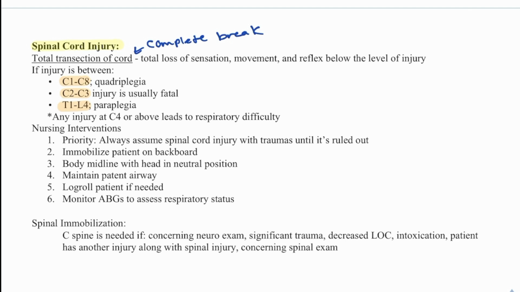In spinal cord immobilization, you'll often hear this called C-spine. You can use this if needed. Again, this is to keep the neck from moving. You're just holding the neck. You're holding the head, keeping the neck. We can do a neuro exam if we're concerned. If there's significant trauma, we want to look at level of consciousness. Are they intoxicated? Do they have another injury? And we can do a spinal exam as well.